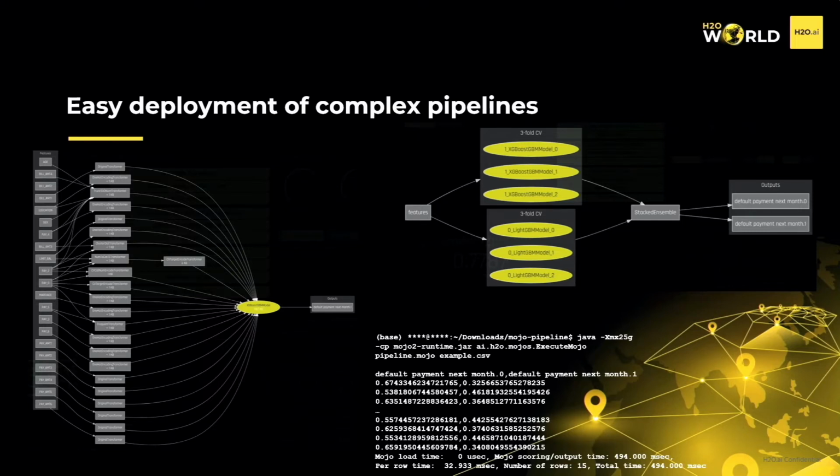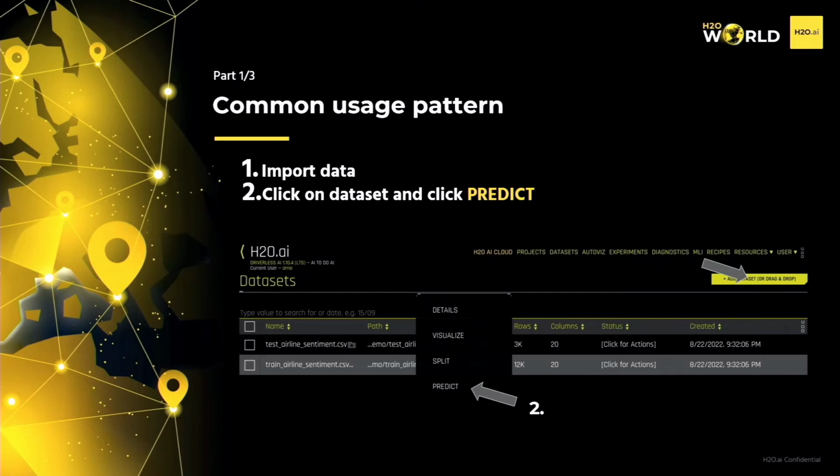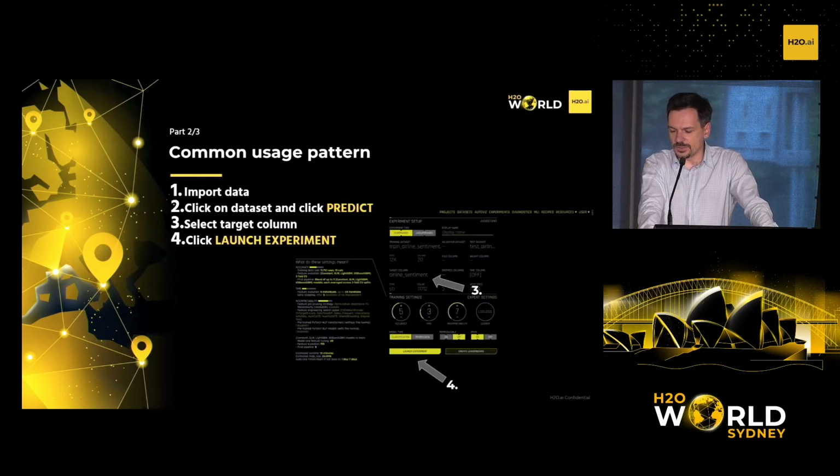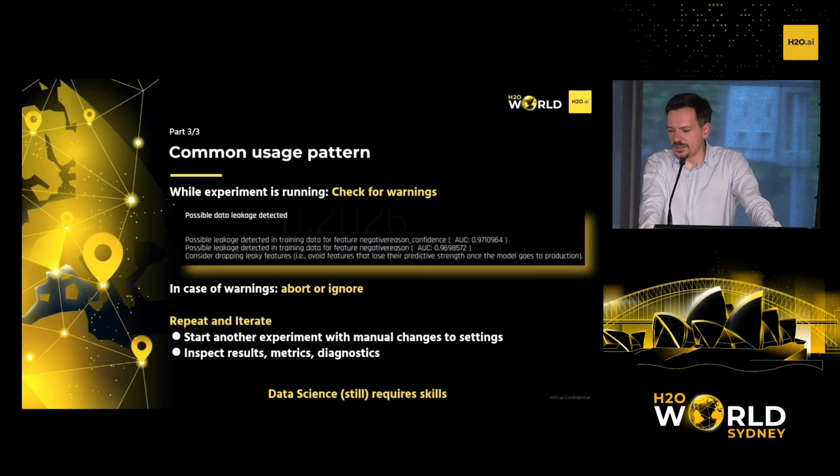So what does the standard process of a Driverless AI run look like? In the common usage pattern, you upload the data, you check the data, you click that you want to predict, and on the second screen you identify the target, and you might identify a test or a validation set you have. You hit run, you launch the experiment, and basically you're done. The remaining thing you can do is check the warning log to see if there are any notifications or warnings for you.